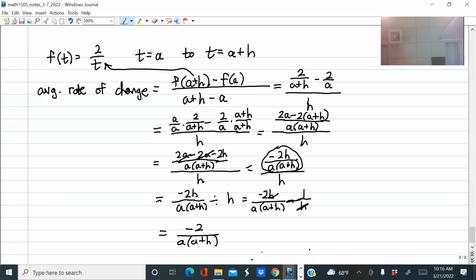If you want to, you can multiply the a times the a plus h, and it's not going to make much difference. But you can just leave it in this form. So that's the result we're looking for. So what does that result mean? Well, for the time being, it doesn't mean much to us. But in calculus, that result's really going to be useful to us. We're really going to like seeing that result.